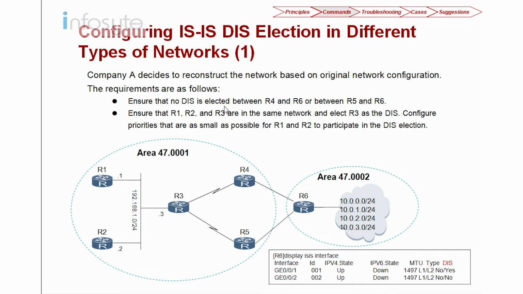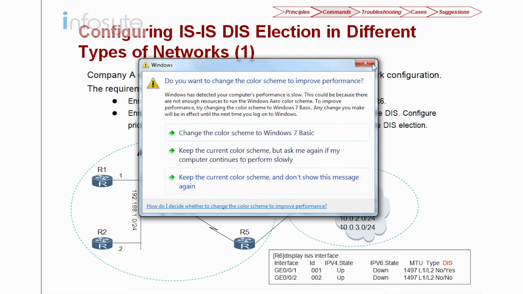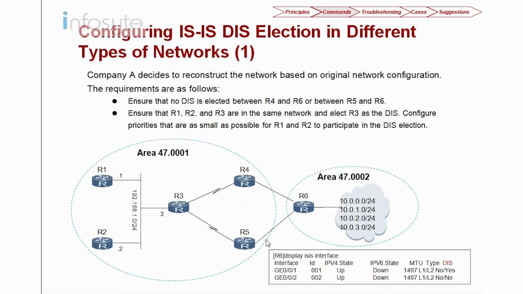In ISIS we only have two circuit types: P2P, or point-to-point, and broadcast. Since point-to-point does not have any DRS, we are going to change our circuit type to point-to-point for R4, R6, and R5, R6. On the second solution, we configure R3 as our DRS, and we configure the priority as small as possible. So for R1 and R2, we are going to configure the priority to become 0.